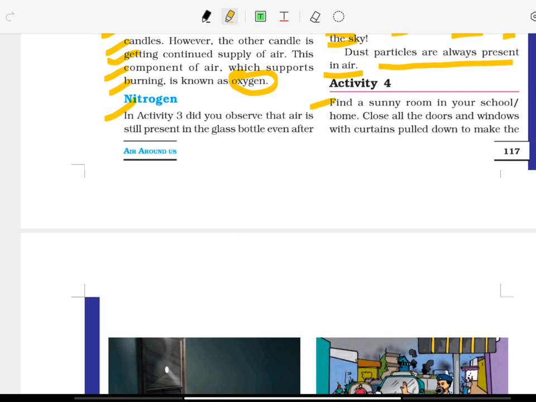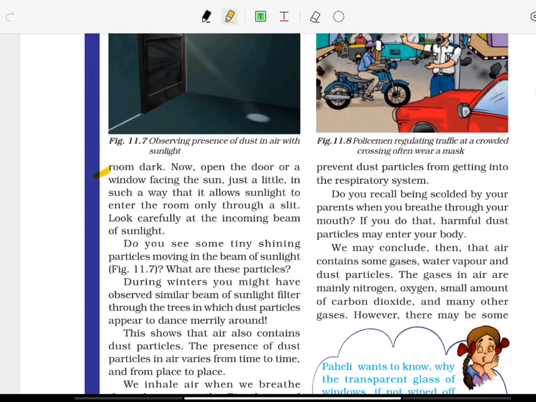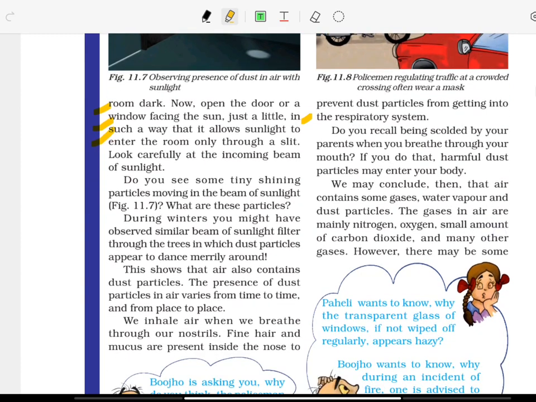Activity 4. Find a sunny room in your school or home. Close all the doors and windows and pull the curtains down to make the room dark. Now open the door or a window facing the sun just a little, in such a way that it allows sunlight to enter the room only through a slit. Look carefully at the incoming beam of sunlight. Do you see some tiny shining particles moving in the beam of sunlight?